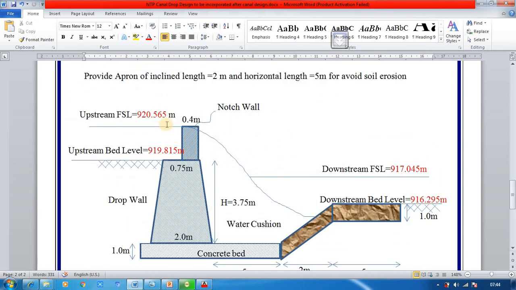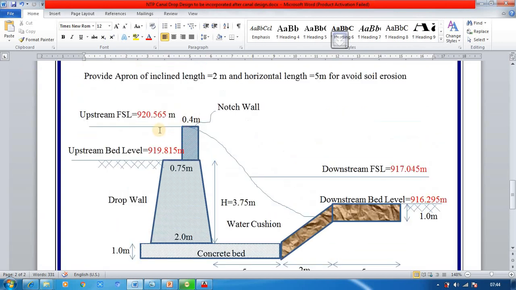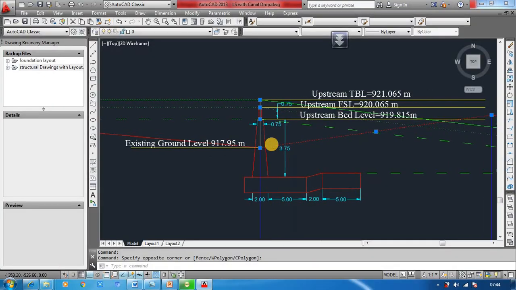So we need to show this canal drop in the longitudinal section. All these dimensions are fixed. So the design summary is 0.4 is the width of the notch wall, 0.75 is the width of the drop wall, and 2 meter is the bottom width of the drop wall. And below that you can provide concrete bed of 1 meter thickness, and this is rubble masonry 1 meter thickness, and this is the downstream bed level and upstream bed level.